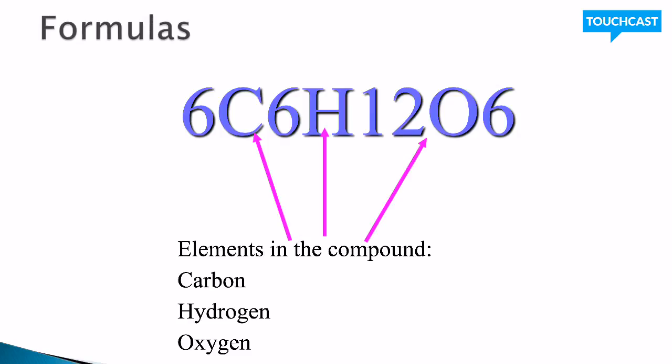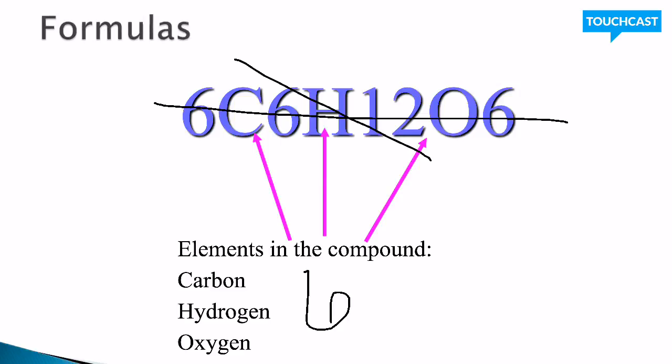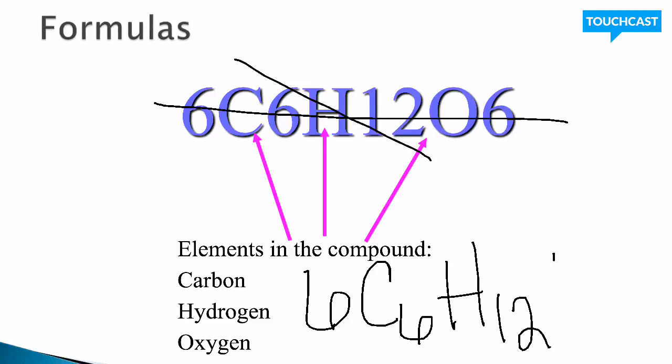Okay, so look at this. This is a formula. This is a badly written formula. I don't like this because it's not right. We have to make sure that our coefficients are big and our subscripts are small. So I'm going to correct this for us. It should be 6 with a capital C. Your coefficients are always going to be in front of the formula, and they will always be the same size as the elements or the chemical symbols of your formula. Then you should have 6 with a capital H, a subscript of 12, a capital O, and a subscript of 6. That is how that is supposed to look.